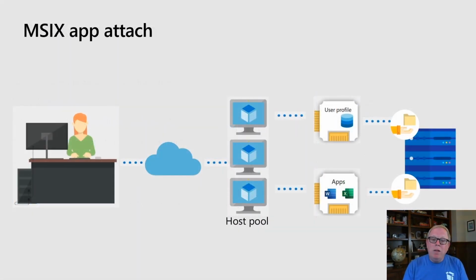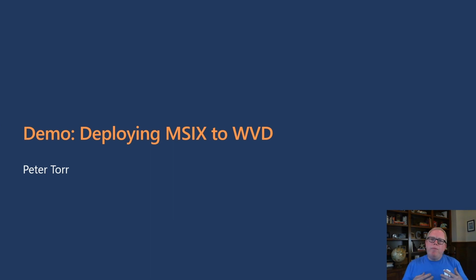So when I log on, I'm sent to a host pool and I log into Windows, and then my user profile is automatically attached to me from a file share up in Azure in the cloud. But also my applications are just mounted from that same file share and they're instantly available to me, which really enables logon time to be dramatically reduced. So MSIX App Attach provides me with that mechanism to move to WVD. But let's take a look at a demo that Peter's going to show us of taking the existing MSIX application and moving it into WVD using MSIX App Attach.